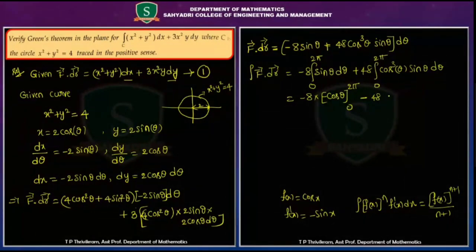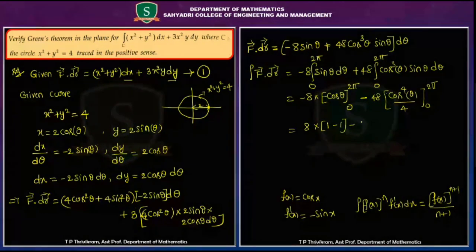How much will we get? Cos power 4 theta divided by 4, having the limits from 0 to 2 pi. So this one is equal to minus of minus, you'll get 48 into, apply the limits, cos 2 pi. So when n is even, this value will be 1. Cos 0, value is 1 again. Minus 48 into cos 2 pi, again 1 power 4, minus cos 0, again 1 power 4.